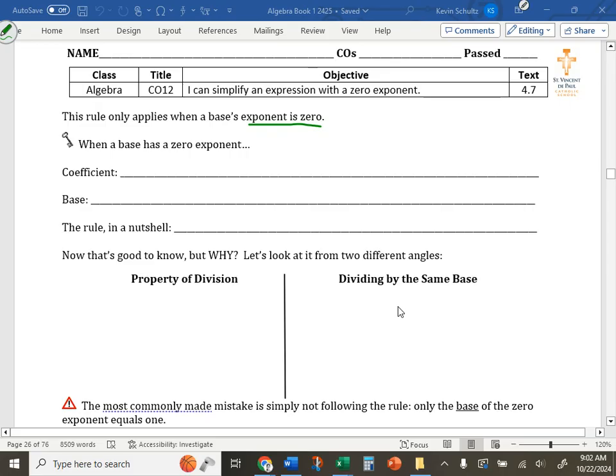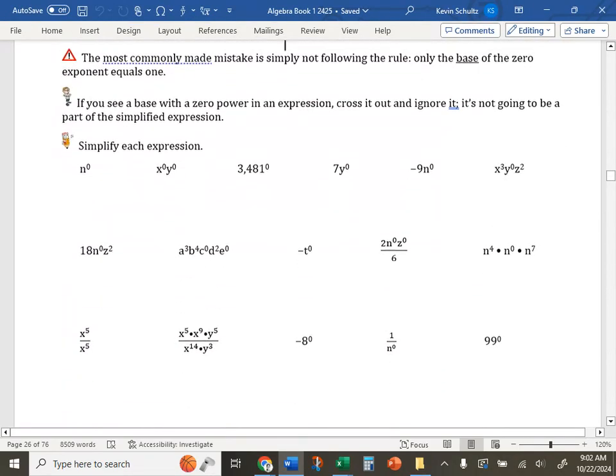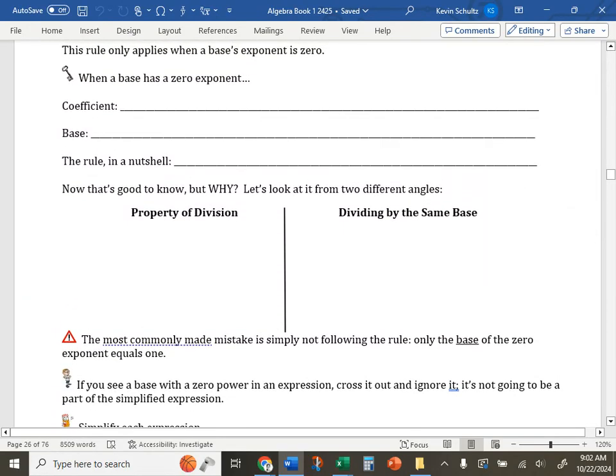So we have CO10, which is multiplying by the same base. You recognize that because there's a multiplication symbol. We have CO11, which is dividing by the same base. You recognize that because it's a fraction, which is a division. And now we have CO12, which is a zero power. And you can recognize this because, like I said, the exponent is literally zero. Okay? And we're going to jump straight to the rule and then explain it using mathy things.